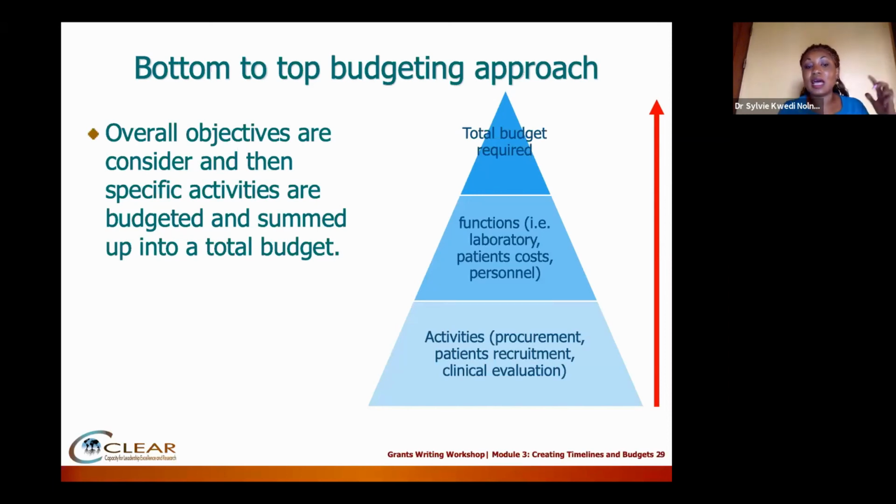So I list out everything that I need for each particular activity. The laboratory, I have this activity, this activity, this activity, this activity. I cost it out item per item needed to do the work for that particular function. And then I sum it up. So I go from the bottom up, and then that will give me my total budget.